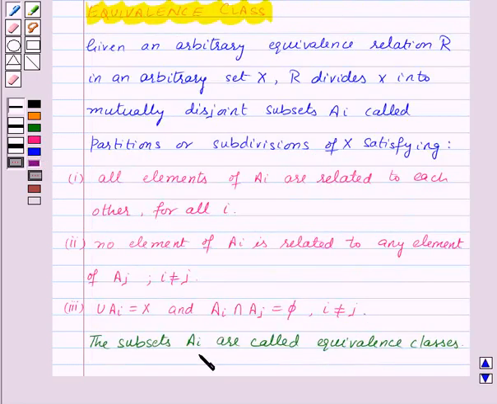Thus, in this session we have learnt different types of relations, and with this we finish this session. Hope you must have understood all the concepts.